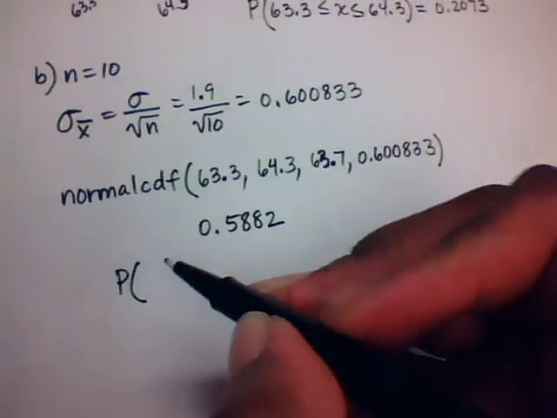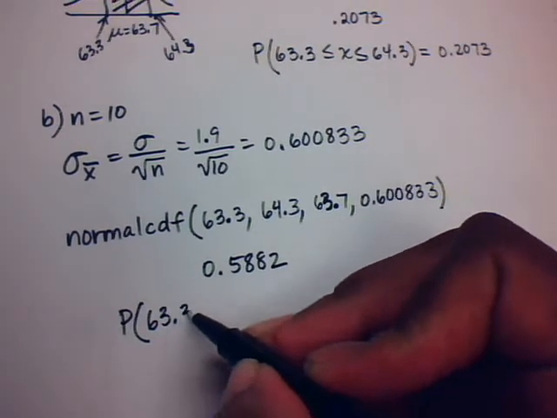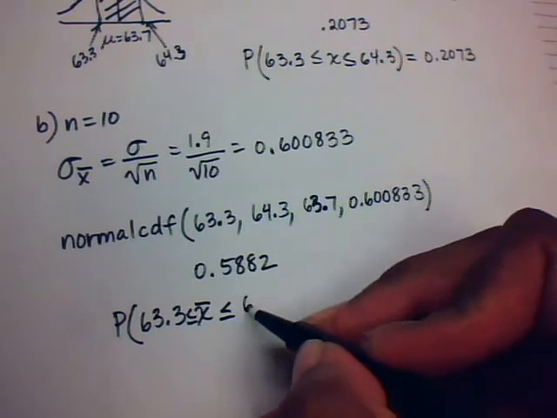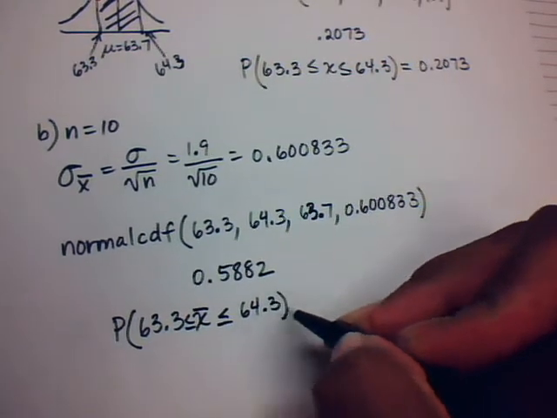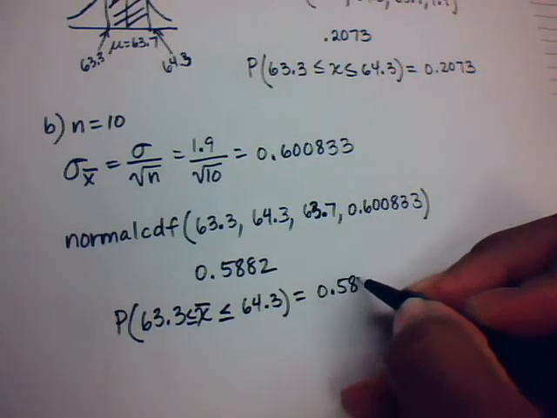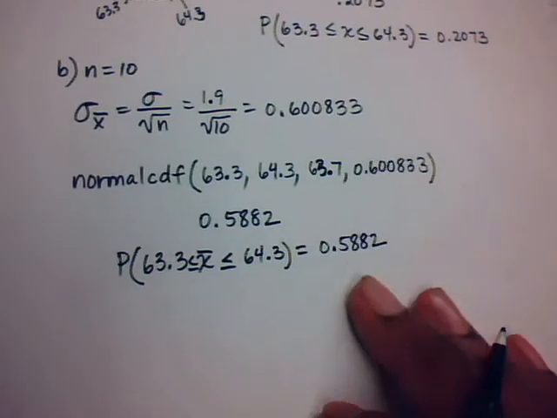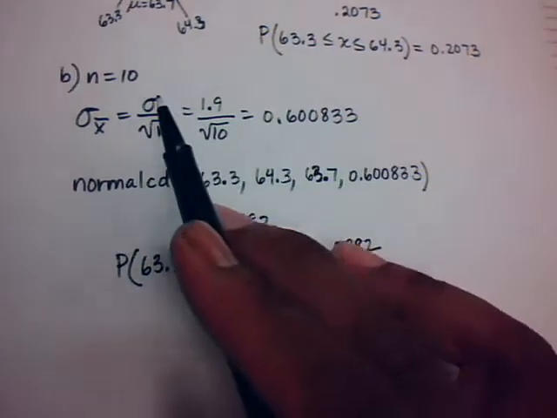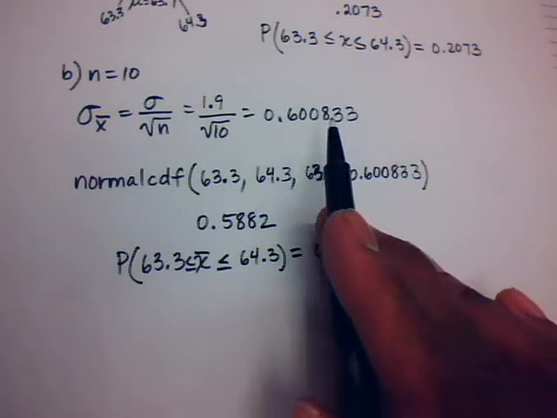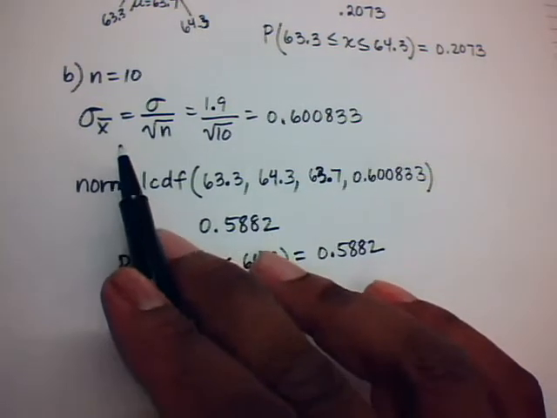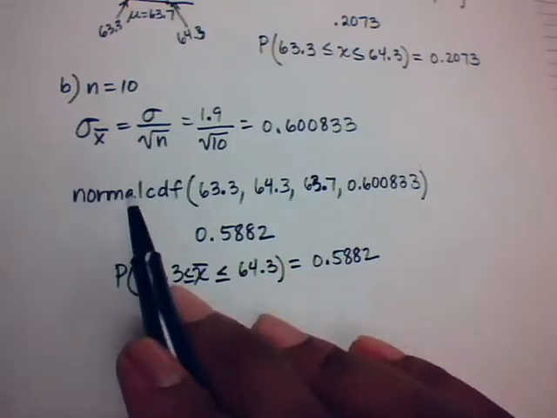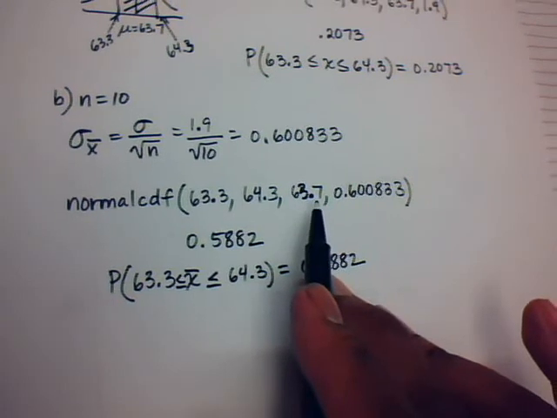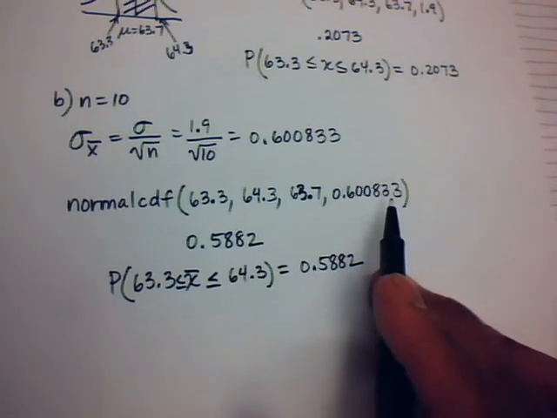So here the probability that the average height of 10 randomly selected women are between 63.3 inches and 64.3 inches will be 0.5882. So that's part B right there. Because you have to do sigma divided by the square root of n first to get your sigma of the standard deviation of your sample means, and then use that normal CDF. The lower limit, the upper limit, and the mean are going to stay the same, but it's this last number that's going to be different.